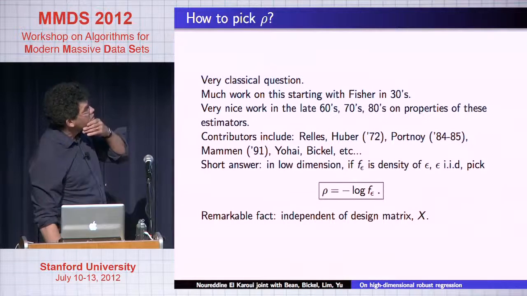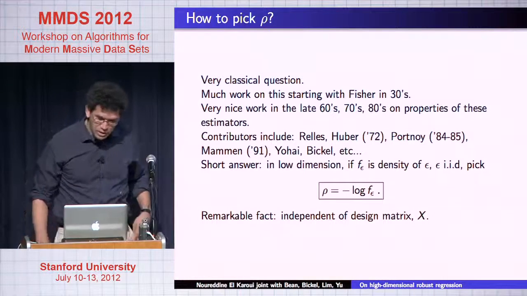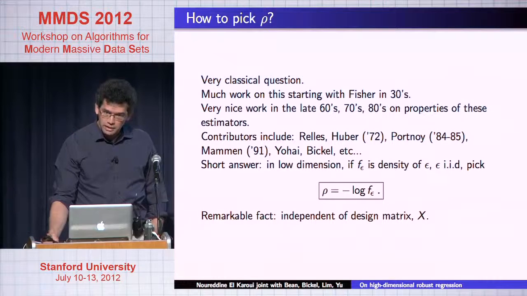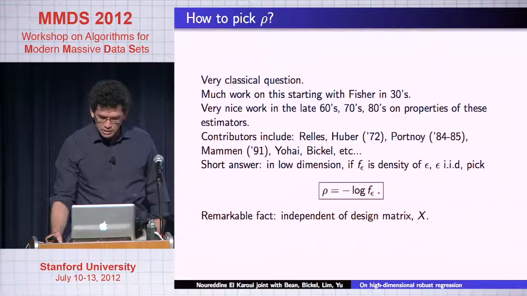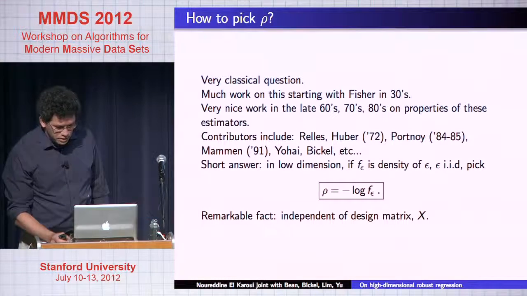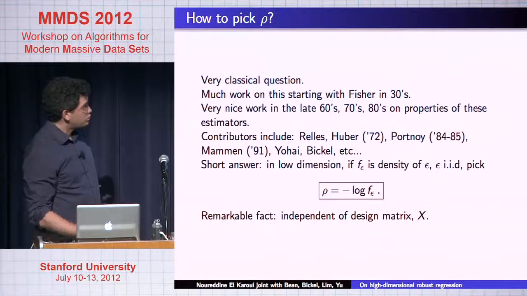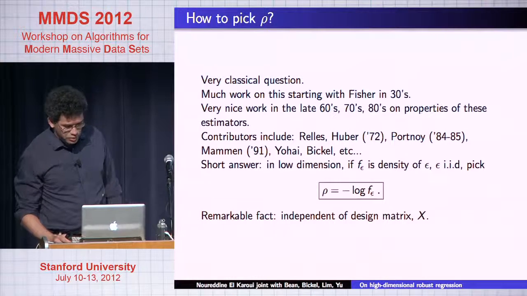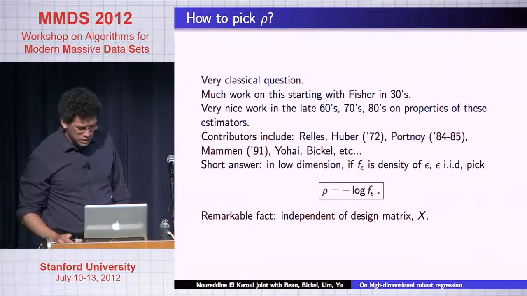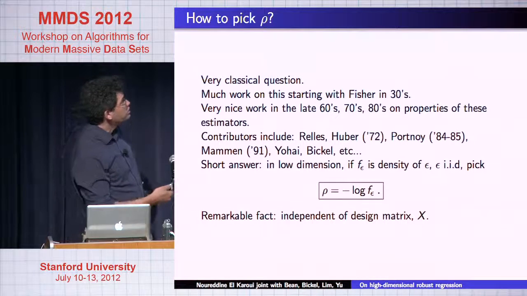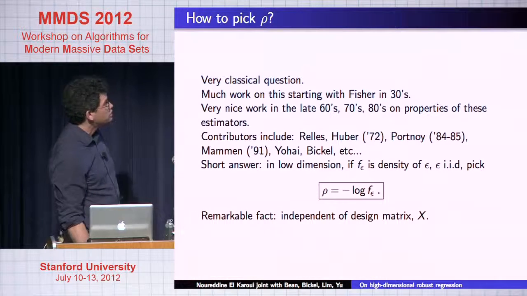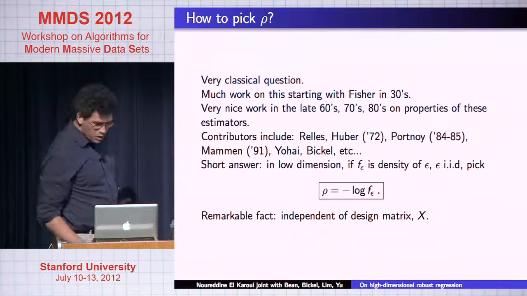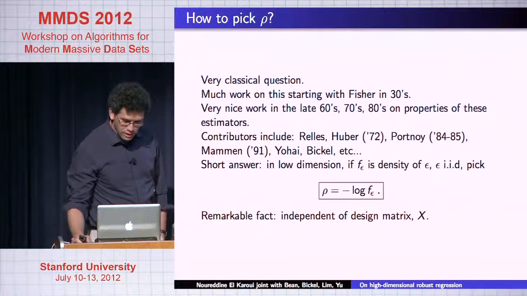There has been a lot of work on this, starting with Fisher in the 30s, in a slightly different context. And in stats, there has been enormous amounts of work, basically in the 70s and in the 80s, on the properties of this robust regression estimator. So names that come to mind are David Relles, who was a student of Anscombe at Yale. Peter Huber wrote a fundamental paper in the Annals in '72. Stephen Portnoy did a lot of work, Mammen, Peter Bickel, and Yohai, and all these people.